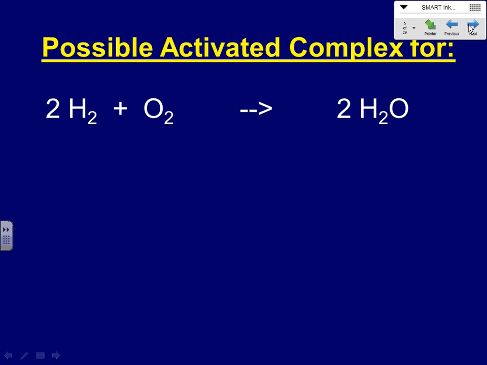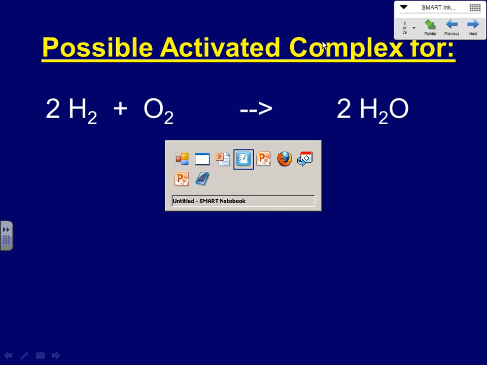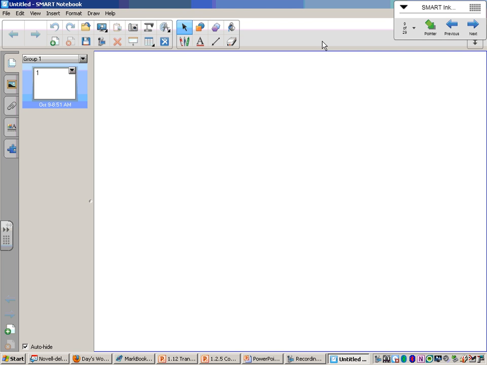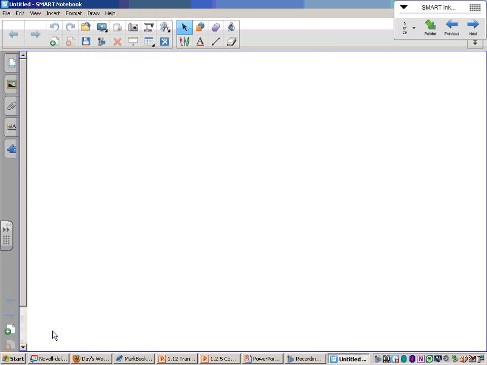Now, in this particular PowerPoint, it says, draw a possible activated complex for H2O, or H2 and O2, and no, I don't want to do that. So I'm going to give you a different example, and I do want you to write this down, just so that you can see what I mean by an activated complex. I'm going to use the exact same example that I used yesterday when I talked about proper orientation, because this works very well in describing an activated complex.